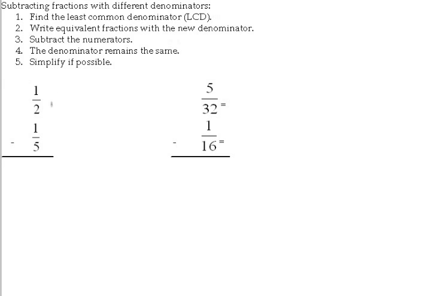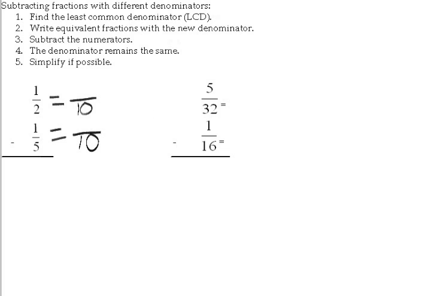So let's look at this example here, 1/2 minus 1/5. We need to find out what is the least common denominator for 2 and 5. Well, if we notice that both 2 and 5 are prime numbers, then we know that the least common denominator is the product of 2 and 5. So we multiply them together. 2 times 5 is 10. So 10 is our least common denominator.